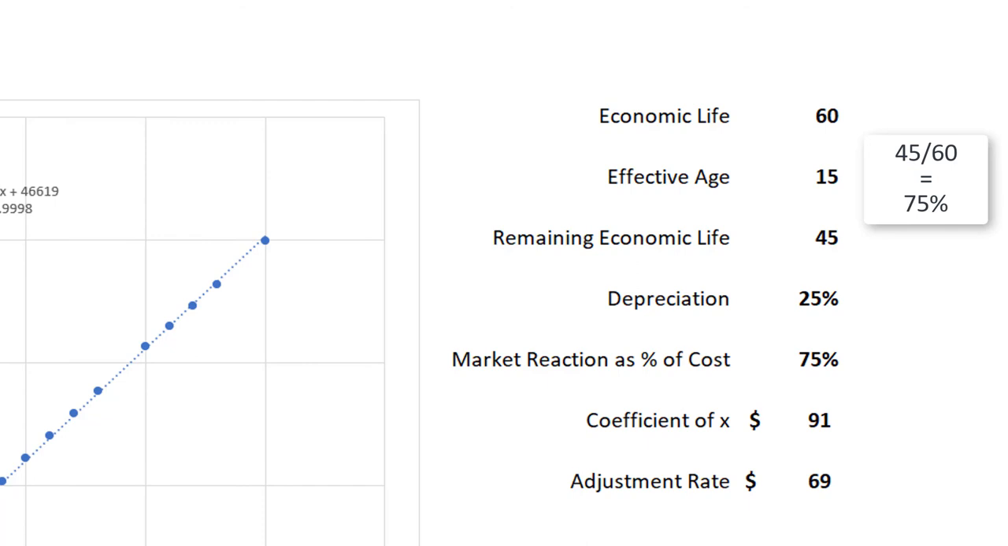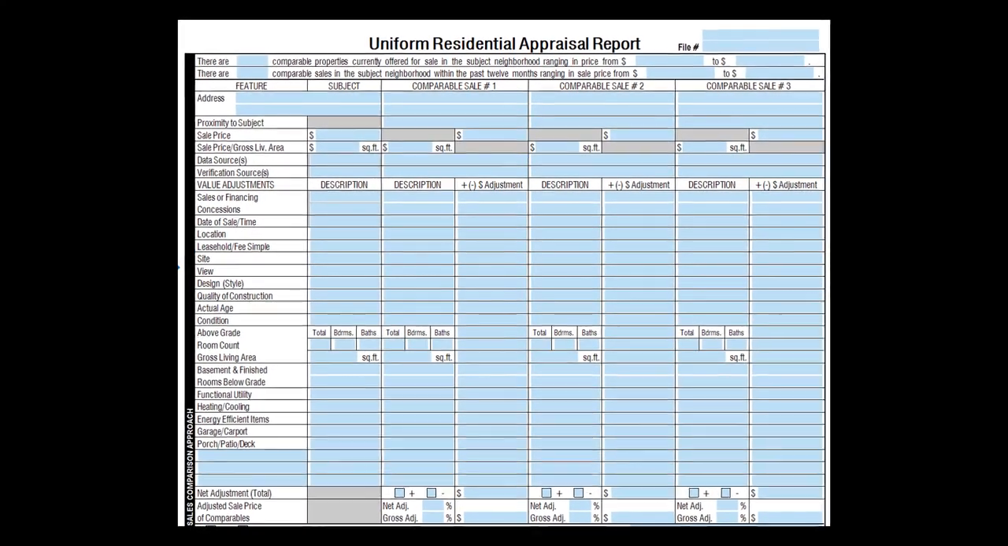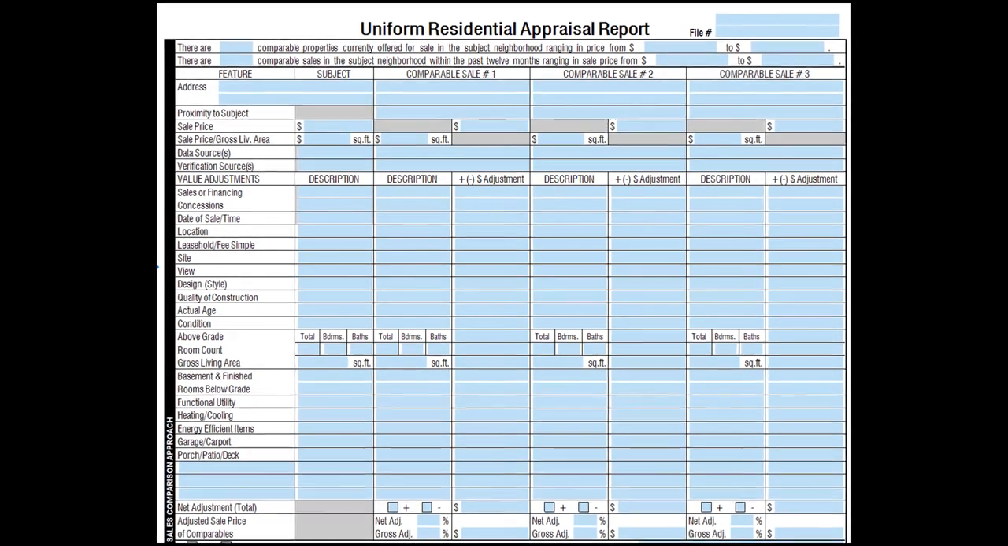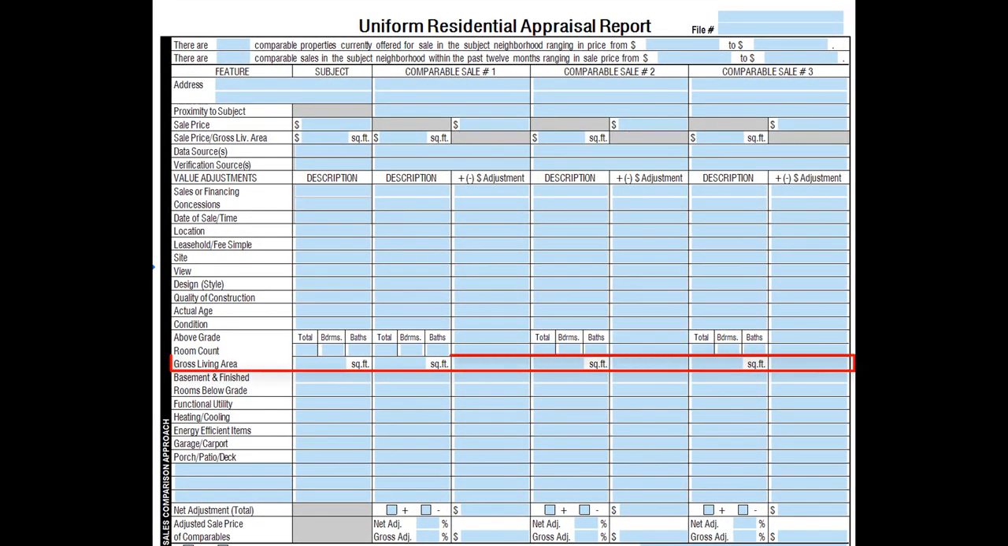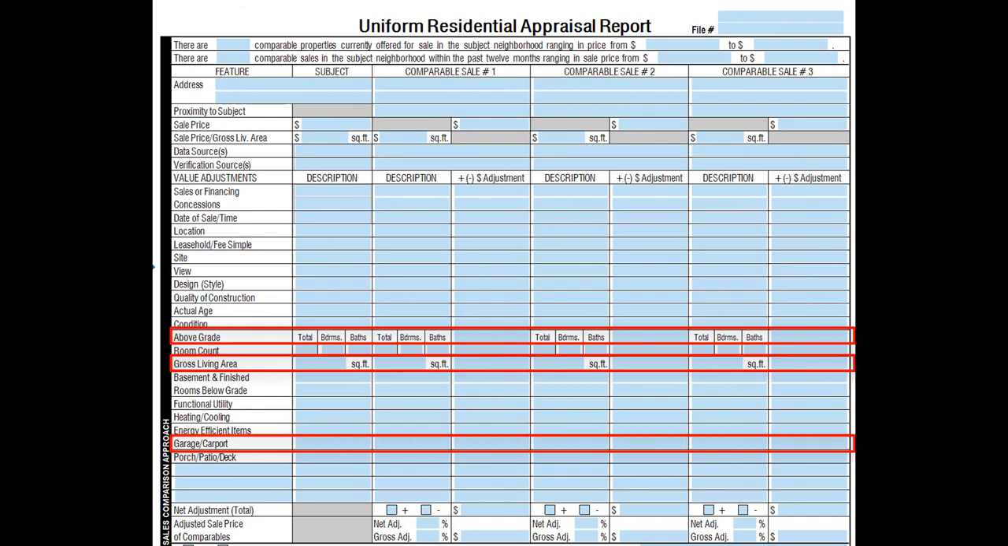If you know the remaining economic life, if you have extracted it from the market in the cost approach, then you know the percentage of costs the market is currently willing to pay. The contributory value of the improvements is 75% of their cost new. This works in the grid because the sales comparison approach is all about the contributory value of one more square foot, one more bath, one more garage stall, and so on.